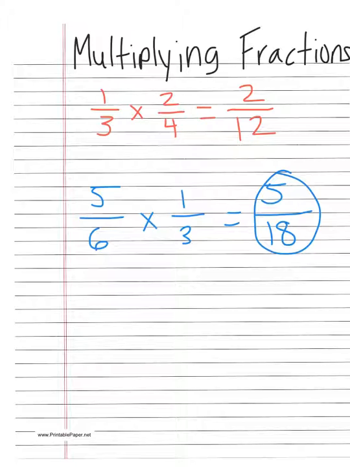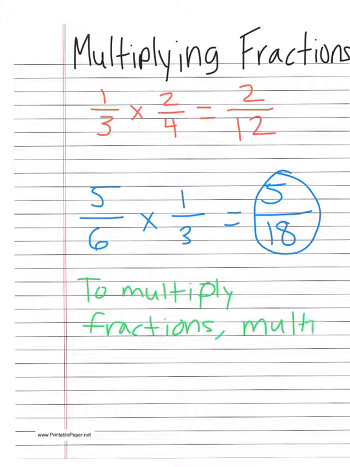And now I'm just going to write a sentence about that. I'm going to say, to multiply fractions, multiply across. Again, so to multiply fractions, I just multiply across.